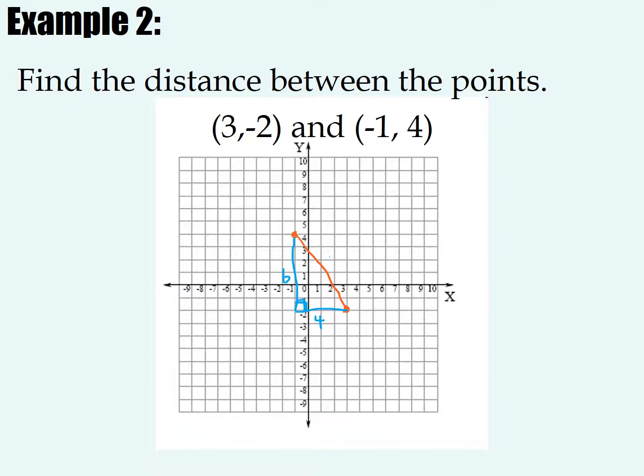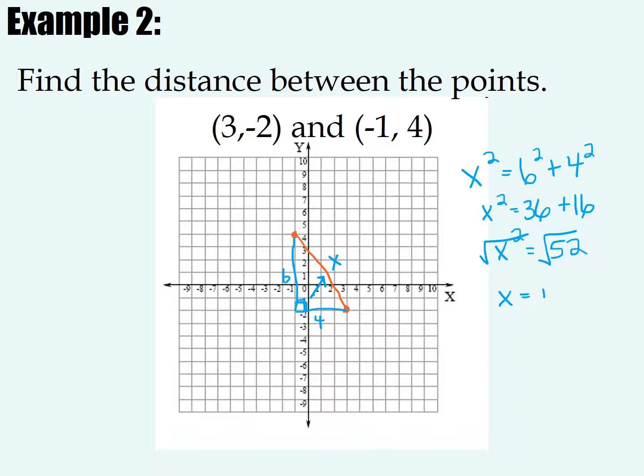If I have to find this length, my orange length, it's across from my 90, so it's my hypotenuse. So again, I'm going to use the Pythagorean theorem. X squared equals 6 squared plus 4 squared. 6 squared is 36. 4 squared is 16. Okay, 36 plus 16 equals 52. And again, to get rid of that x squared, I take the square root of both sides. So x equals plus or minus square root of 52.